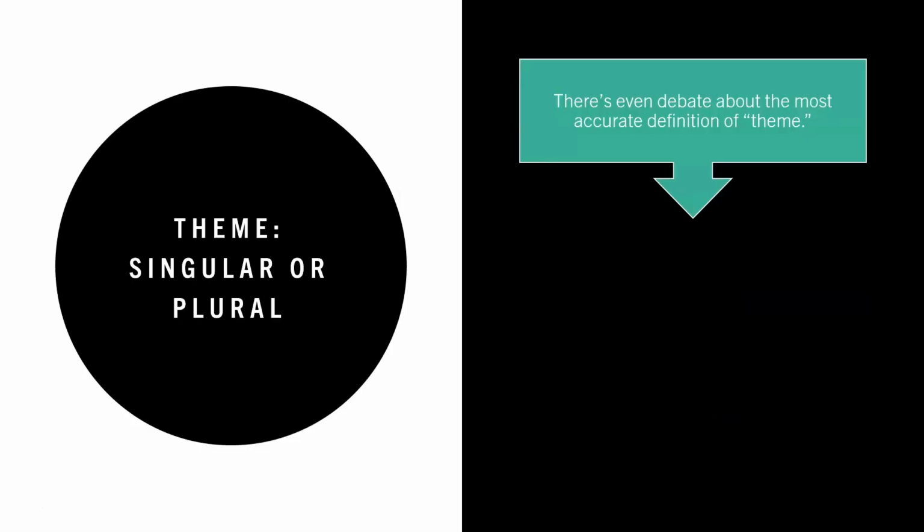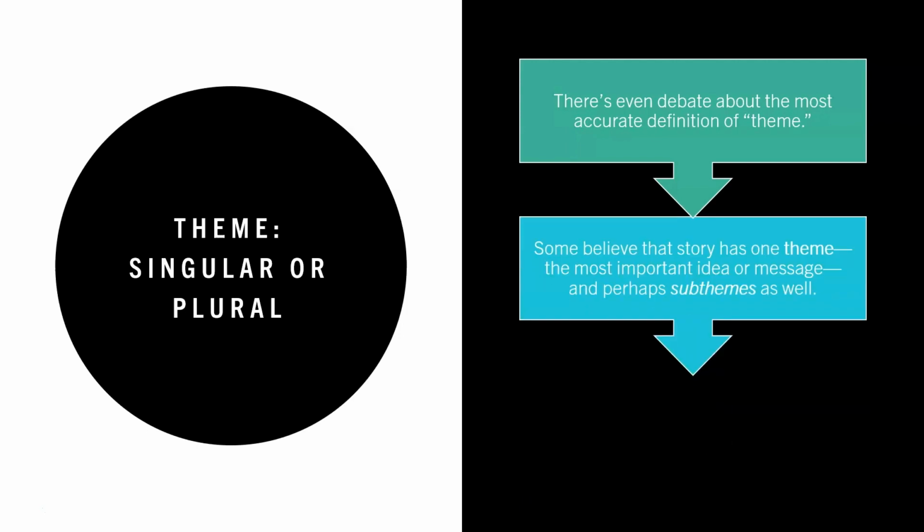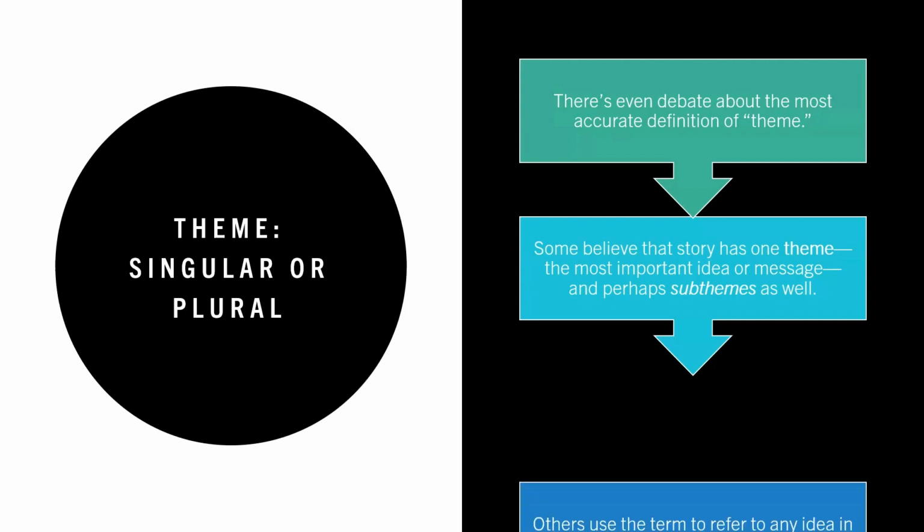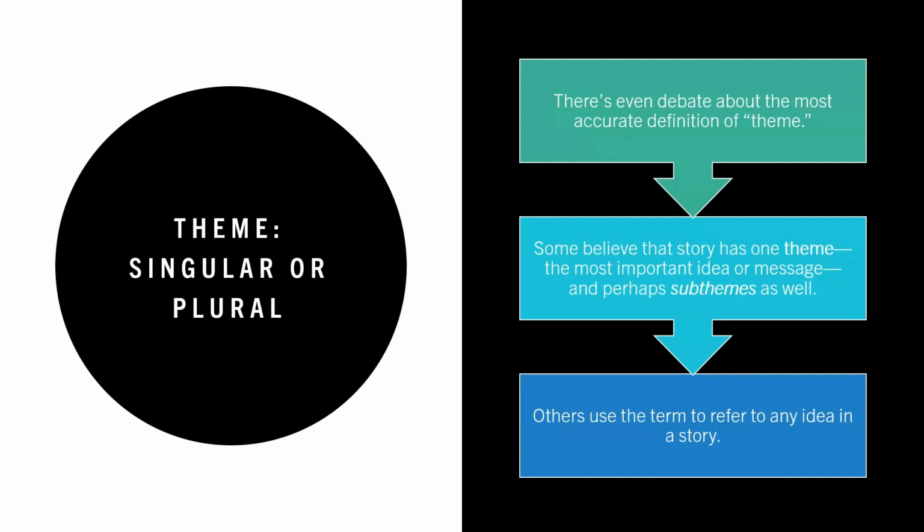Now, to complicate things even further, there's even debate about the most accurate definition of what a theme is. So some scholars believe that a story has one theme. There is a most important message that the writer intends to communicate, and any alternate themes or thematic material would qualify as sub-themes beneath that, whereas others use the term to refer to basically any idea in a story. Essentially, some people believe that a story has one theme and everything else operates beneath that, and others believe that a story can have multiple themes.